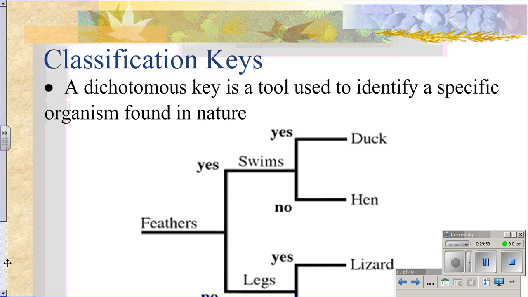Okay, this is the part you've not written down yet. Write that down. Dichotomous key, and then we practice. So a dichotomous key is just a tool used by scientists to identify something out in the wild.